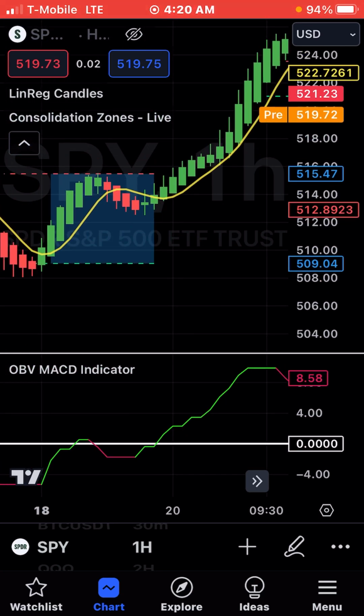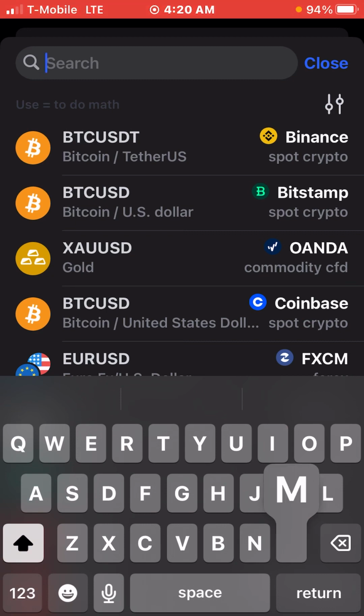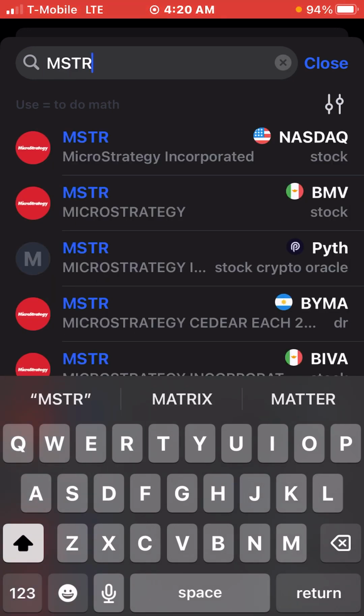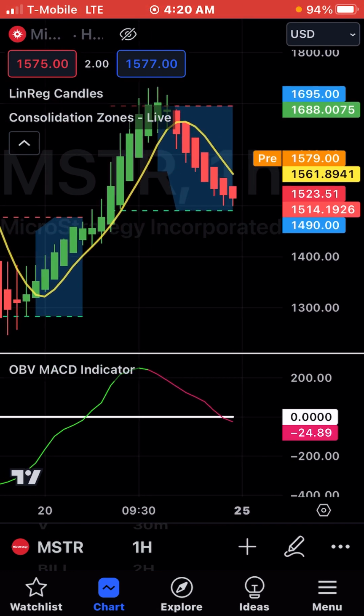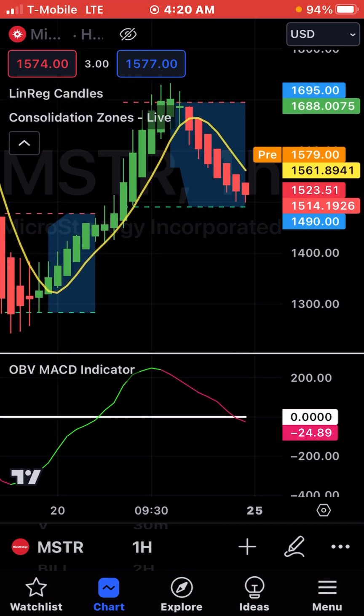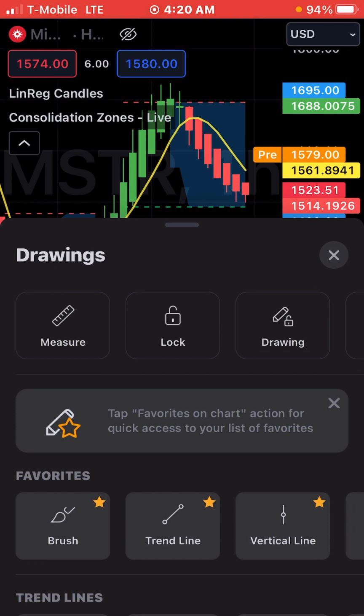But let's look at a couple other stocks here real quick. Let's look at MicroStrategy, which if you're doing option contracts with MicroStrategy, it's very, very expensive.